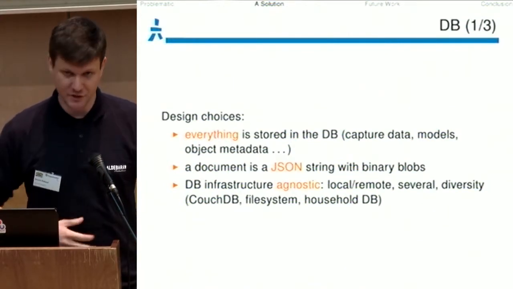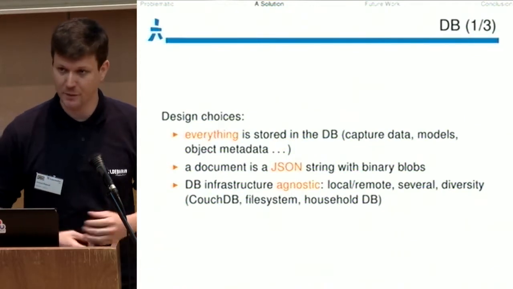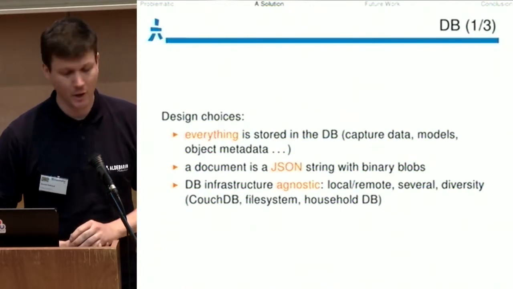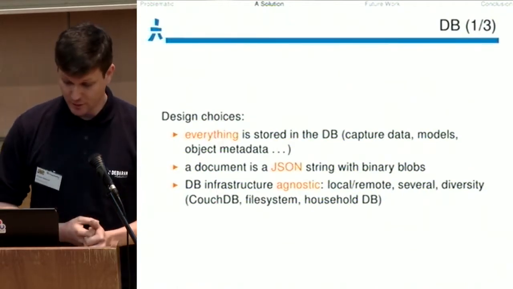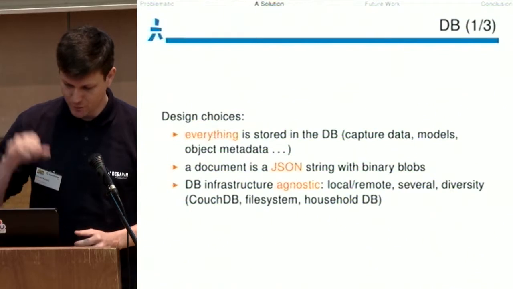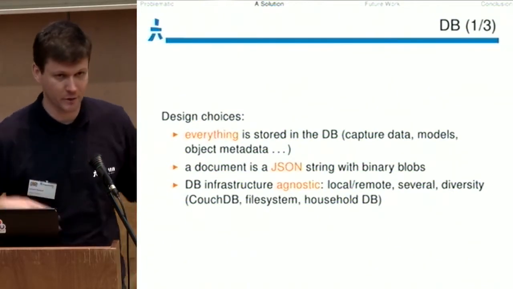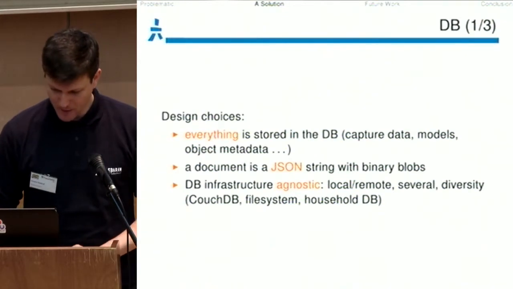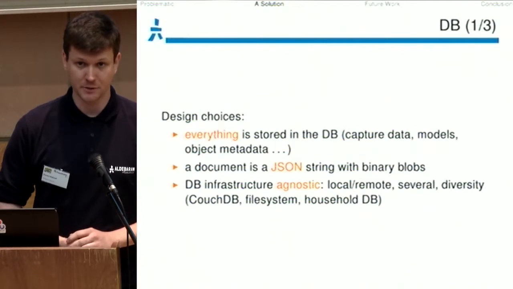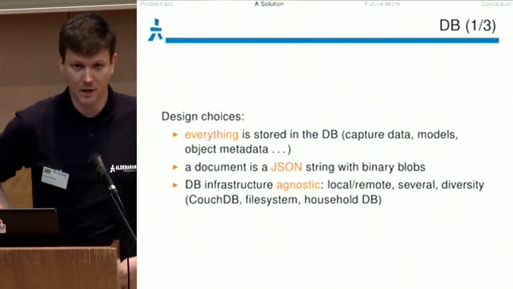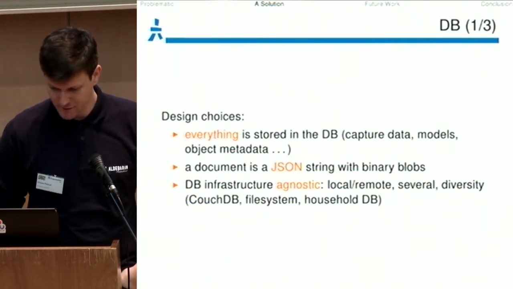Everything is just a big JSON string for your parameters and a bunch of binary blobs. We didn't invent that paradigm. That's very common for the NoSQL databases like CouchDB and MongoDB. And that's actually very, very convenient. And we make sure that all the binary blobs are as standard as possible, like an image, PLY mesh, and so on.